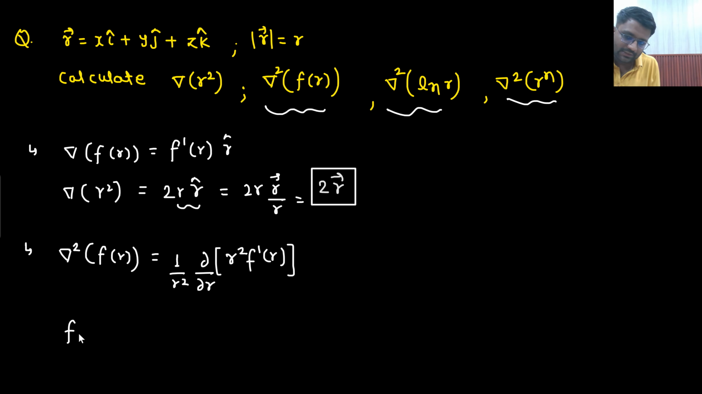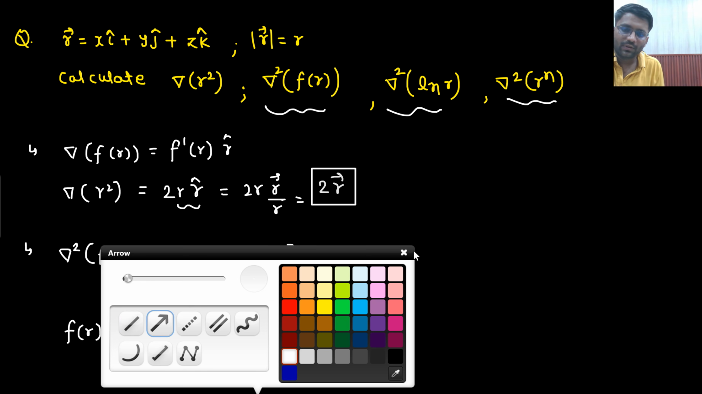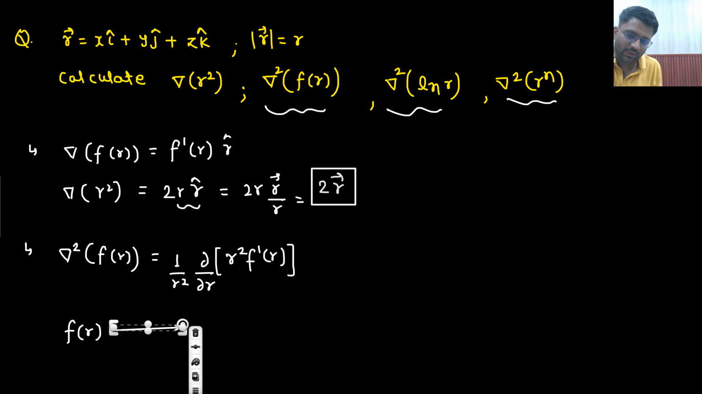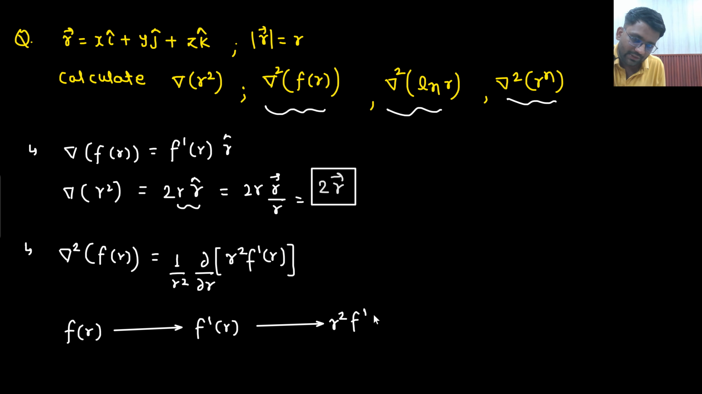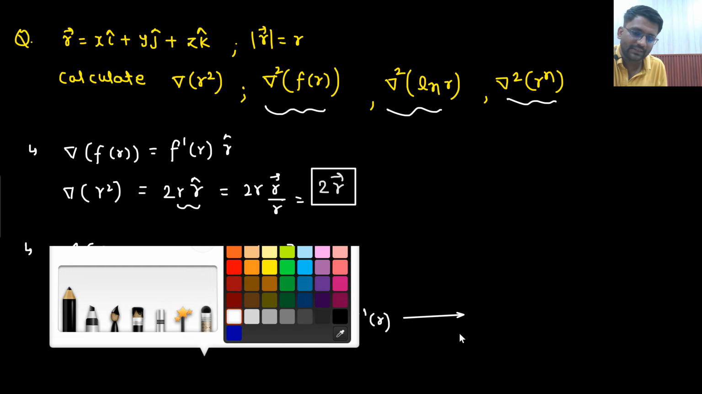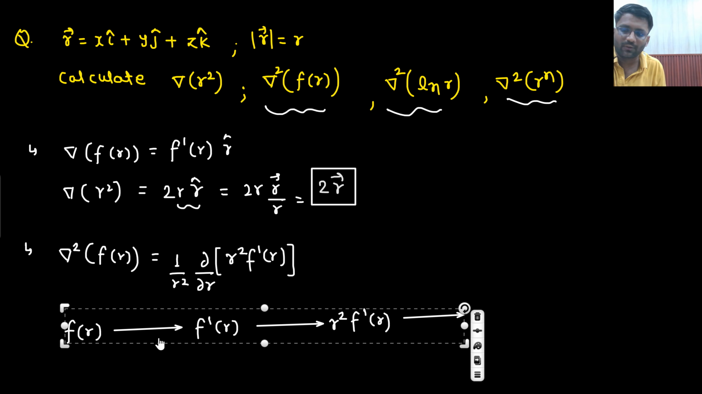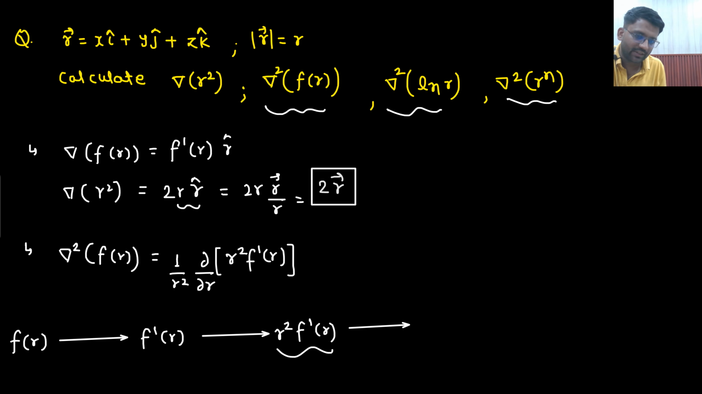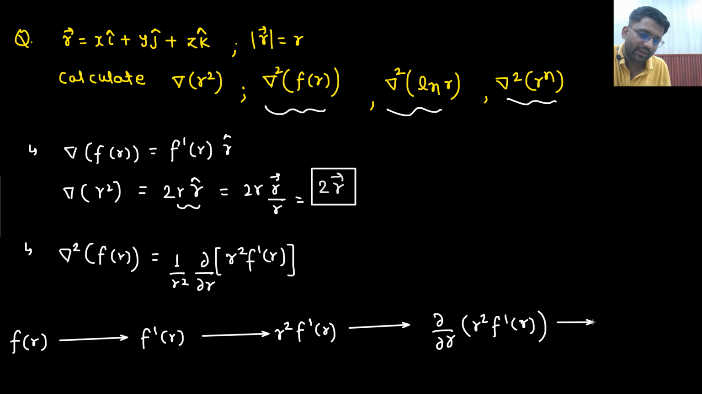What is the process? Sir, I was having f(r). What I will do? First, I will differentiate with respect to r. Then some answer I will get, f dash r. Then I will multiply r square. What I will get? r square f dash r. Then whatever the answer that I have got, I will differentiate that answer with respect to r again. And then whatever the answer that I get, I will simply divide it by r square.